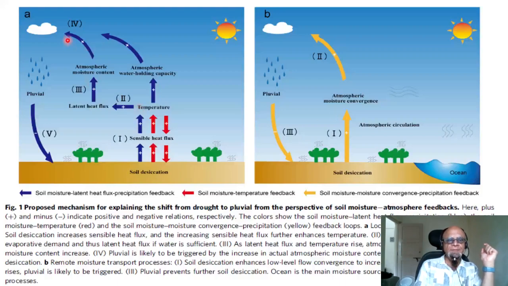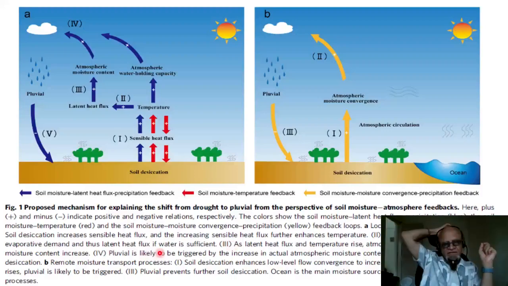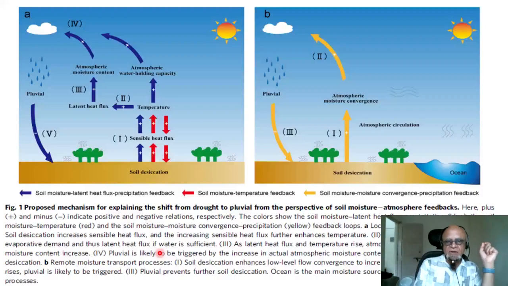So here you have the, let me read, local moisture transport processes. Soil desiccation increases sensible heat flux, so exchange with the atmosphere there, and the increasing sensible heat flux further enhances temperature of the lower atmosphere. Hotter air in turn enhances the evaporative demand, and thus latent heat flux, if water is sufficient. As latent heat flux and temperature rise, atmospheric water holding capacity and moisture content increase, and then pluvial is likely to be triggered by the increase in actual atmospheric moisture content.